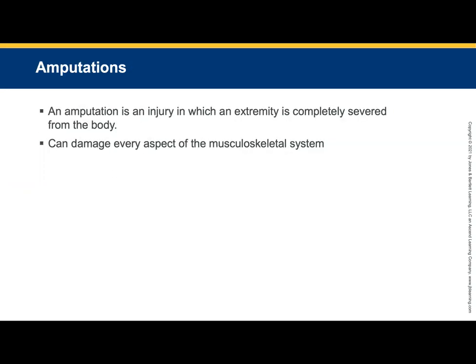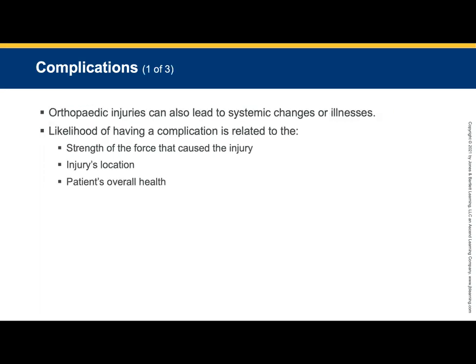This injury can damage every aspect of the musculoskeletal system, from bones, ligaments, to muscles, nerves, tendons, and all that fun stuff. An amputation is an injury in which the extremity is completely severed from the body. You can have partial amputations, where it's still hanging, maybe by skin or tendons, but that's considered a partial amputation. So here, the complications you're going to have are all orthopedic.